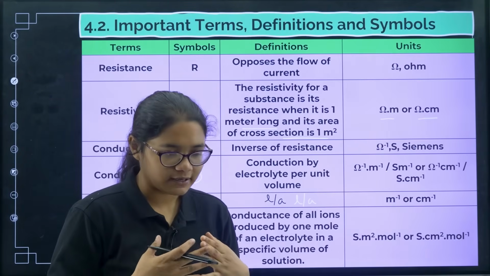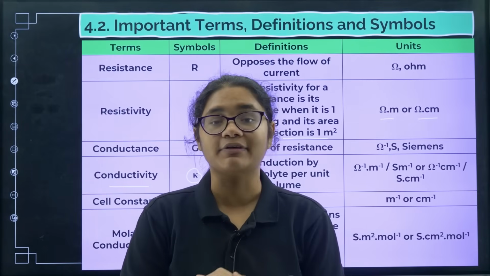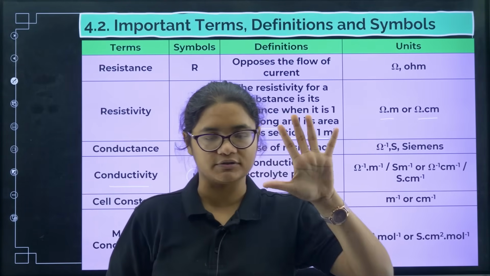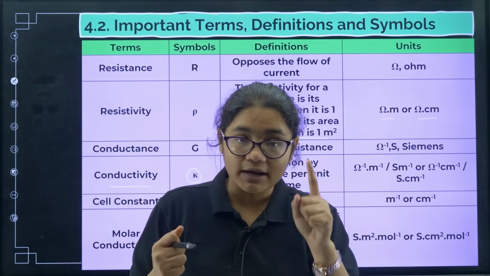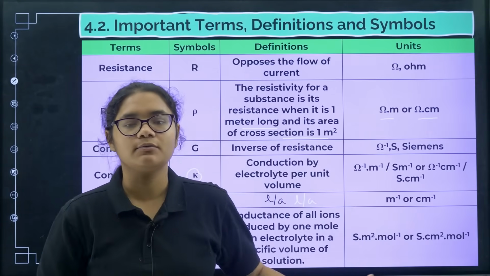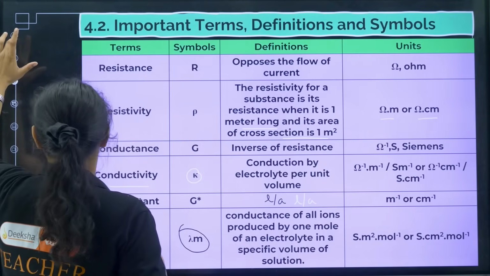Suppose we have taken one electrolyte, 5 molar. That means there are 5 moles of electrolyte. They have conducted a certain amount of electricity. 1 mole, how much will it conduct? That is your molar conductivity. Clear? These are the important terms that you should remember.